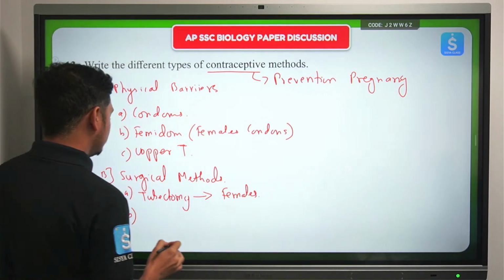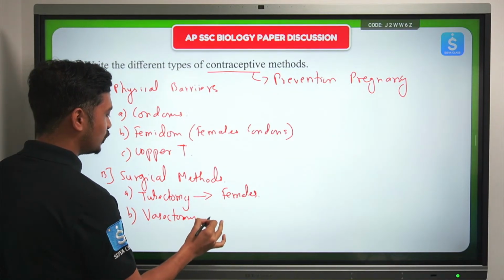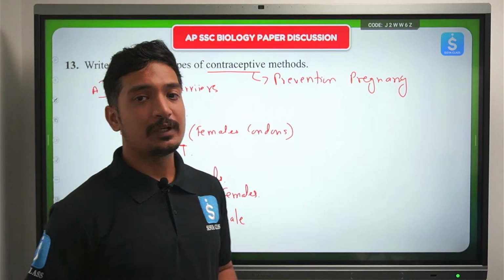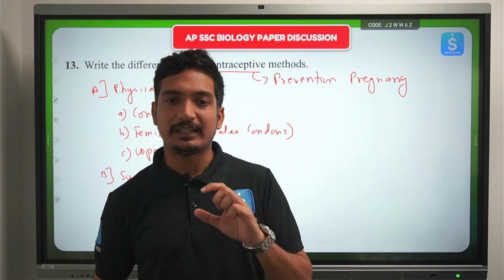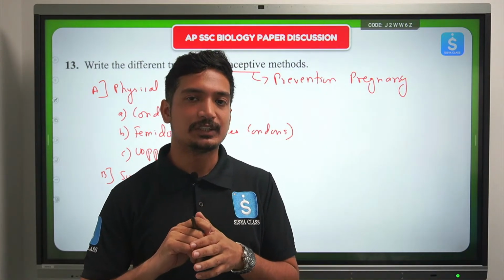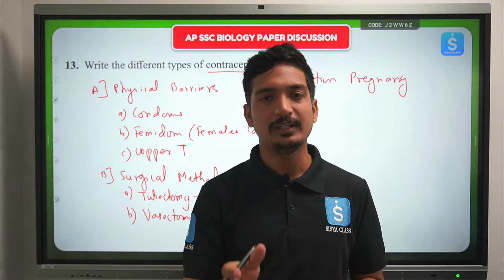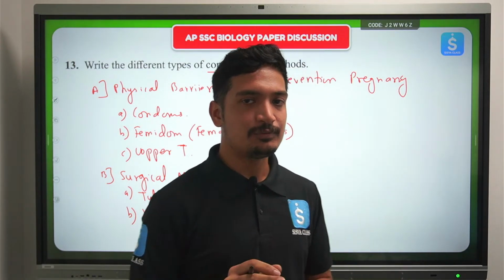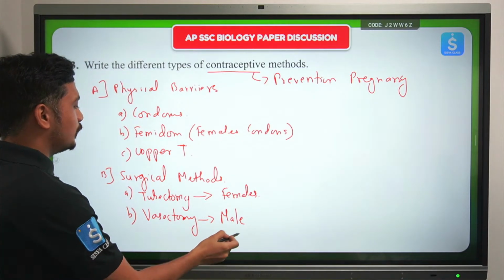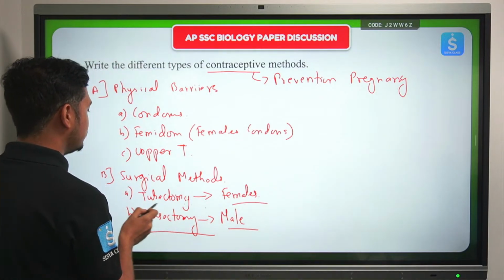Then the second type of surgery and a common practice is called vasectomy, and vasectomy is done for males. In this surgery, the connection between the testis and the penis is broken, and that broken connection prevents the sperm from being released from the testis to the urethral opening, and therefore again a person who does this will never be able to give birth. So for males the surgical method is vasectomy, for females the surgical method is tubectomy.